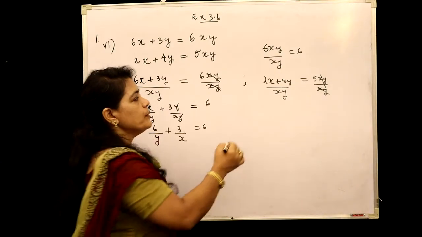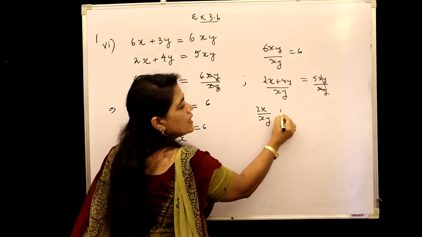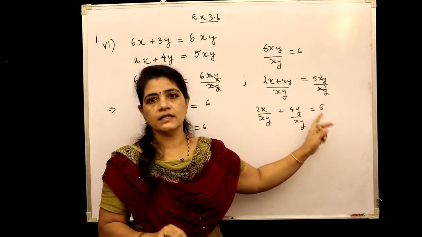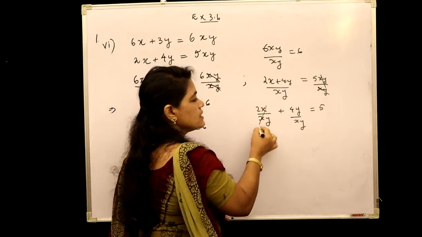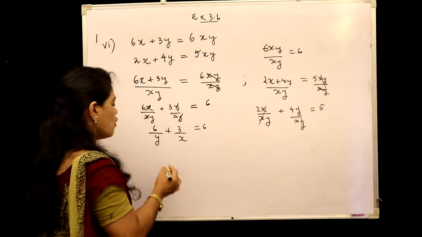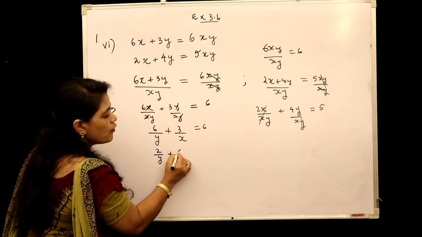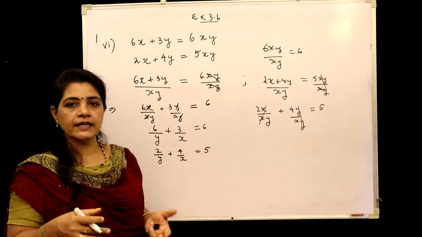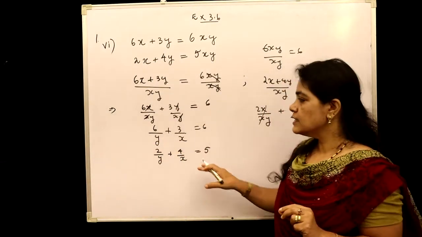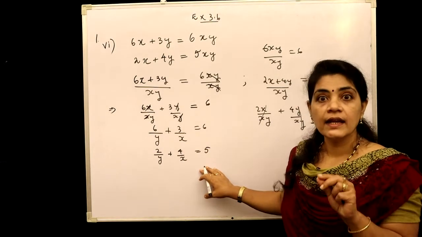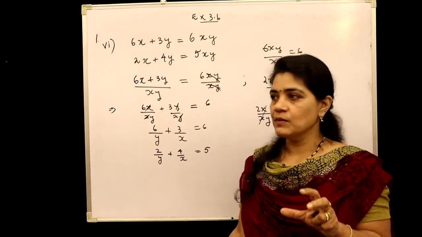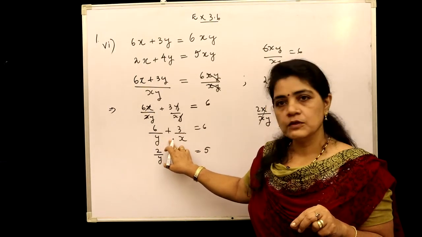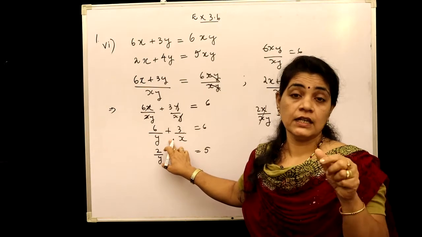On this side, after splitting, 2x divided by xy plus the second term divided by xy, and xy gets cancelled in the RHS, so 5 alone. From the second term you can cancel y and x, so this reduces to the form 2 by y plus 4 by x is equal to 5. Is the point clear, children? Just like the previous case, split and give the denominator to both the terms so that you will get equations of this form. But here again we have to continue the process, because now the variables are in the denominator. In order to make them the general form of a pair of linear equations, we have to give a substitution.